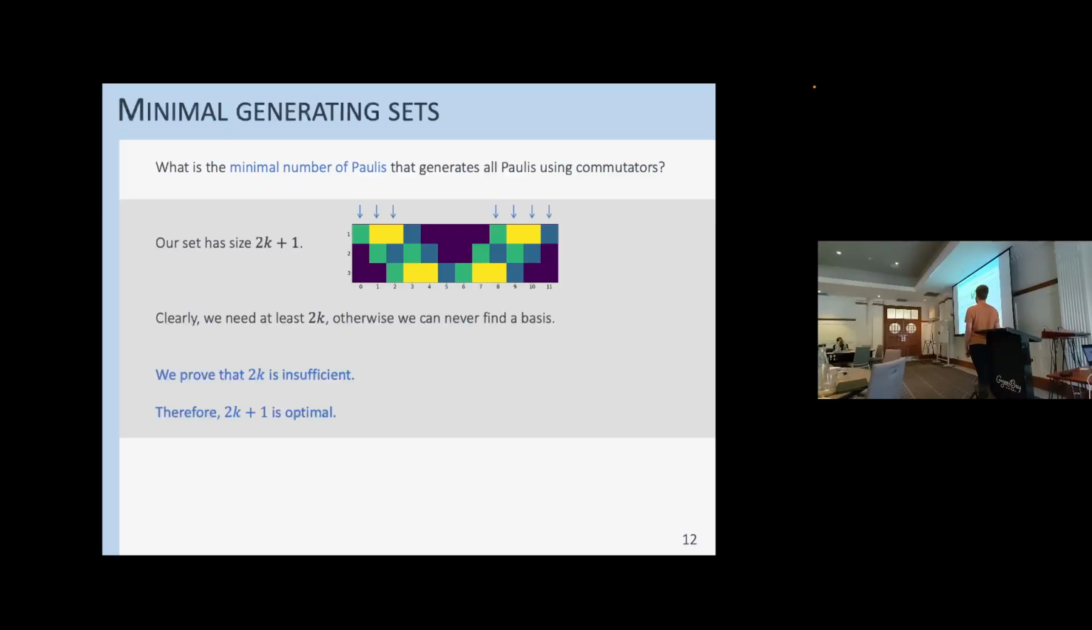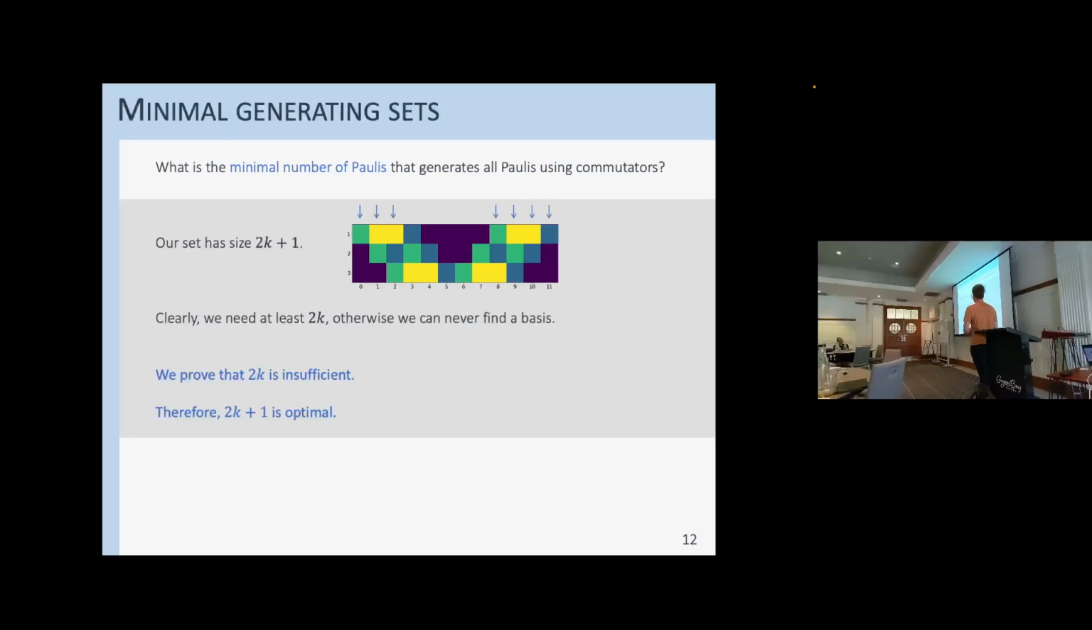And clearly we need at least 2k, because like I said, these commutators that you're taking are just a weaker form of multiplication. If you have less than 2k polys, you can't form a basis of poly strings. And so there's no way you'll ever be able to generate even all poly strings with products, let alone with commutators. So you won't even have a basis if you don't have 2k. So we need at least 2k. So you just have to prove that if you have a set of 2k poly strings, it will not generate all poly strings on your k qubits, and we prove that. And we have this example of size 2k plus 1, therefore 2k plus 1 is the optimal size.